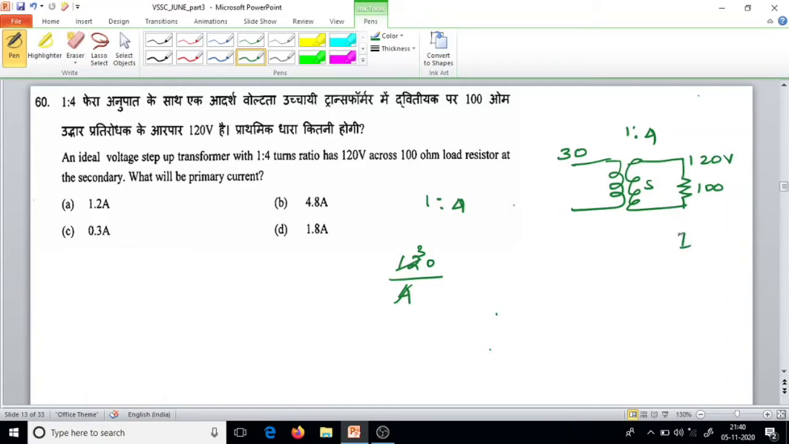What is the current in the secondary? I equals 120 divided by 100. I secondary equals 1.2 amps. I secondary we got as 1.2 amps. But in a transformer, power is constant.